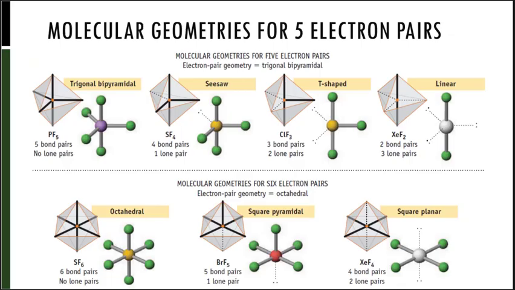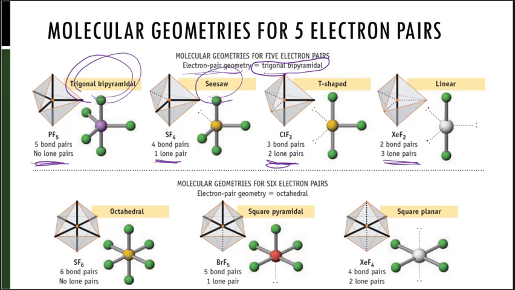Looking at 5 electron pairs, the electron pair geometry for 5 is trigonal bipyramidal. Now the molecular geometries, depending if I have no lone pairs, 1 lone pair, 2 lone pairs, 3 lone pairs. It can be all of these different shapes: trigonal bipyramidal, seesaw, T-shaped, or linear. And same with electron geometries.